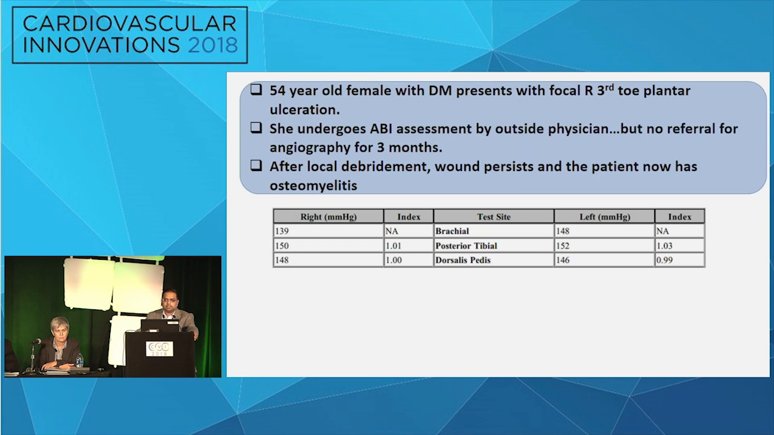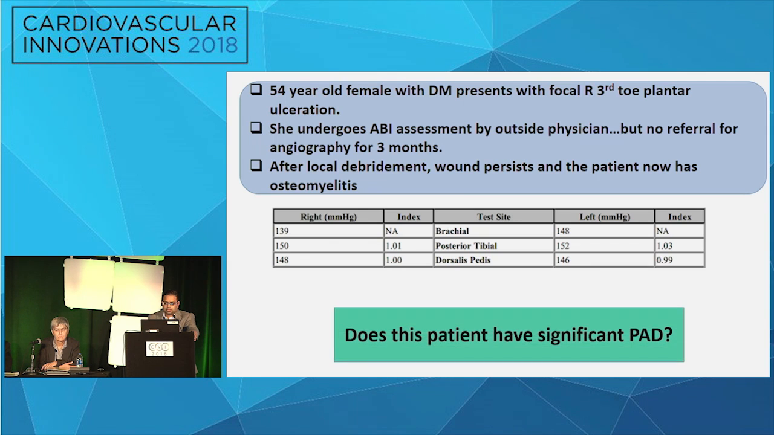54-year-old female, diabetes, presents with a focal right third toe plantar ulceration. She undergoes ABI assessment by an outside physician, but at that time has no referral for further invasive therapy for about 3 months, has some local debridement, osteomyelitis develops. And if you look at her ABIs, what do you notice? That they look pretty normal. Does the patient actually have significant PAD?